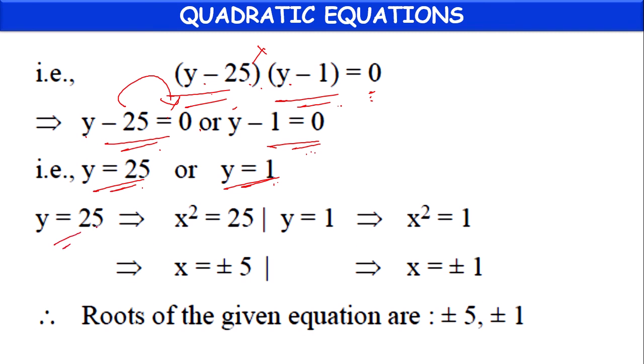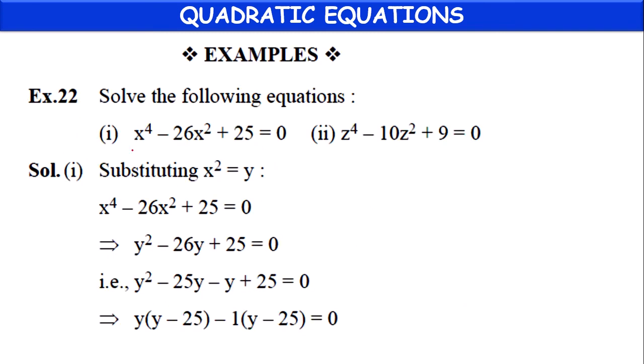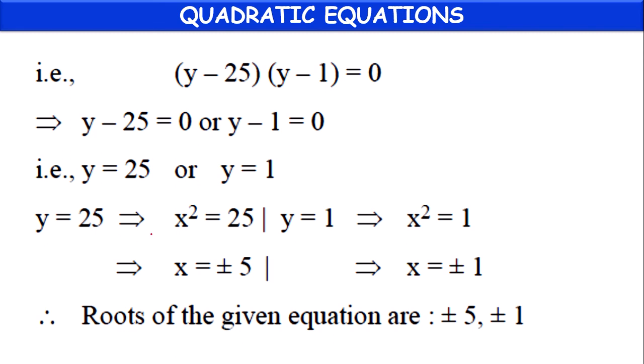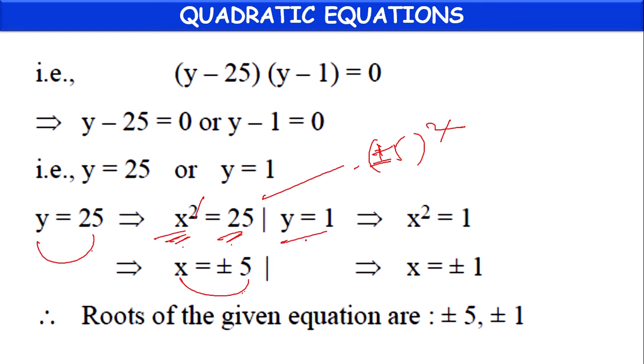But we have to find the x value because the given equation is defined in terms of x, not y. For our convenience, we have assumed x square as y. After finding the y value, we have to find the x value also. We got y equal to 25, which means x square equal to 25. But 25 can be written as plus or minus 5 whole square. The square gets cancelled, so x equal to plus or minus 5. And y equal to 1 means x square equal to 1, or x square equal to plus or minus 1 square.